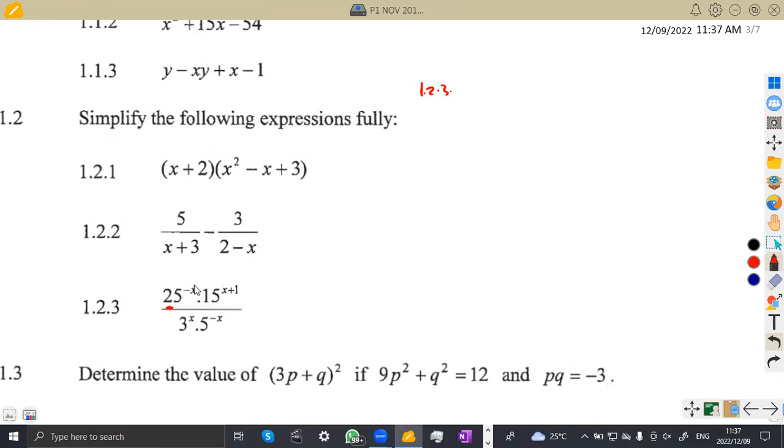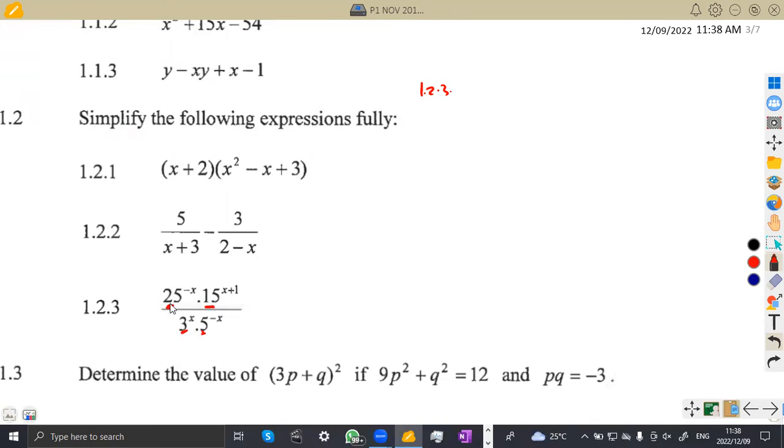If you are given such type of an expression, what you're supposed to do is to at least write the given numbers in the same way, like we've got 3 and 5 in simplest form. That is the simplest form that we have. So let's try by all means to reduce these numbers, 25 and 15, into 3 and 5. That is the simplest numbers that we have.